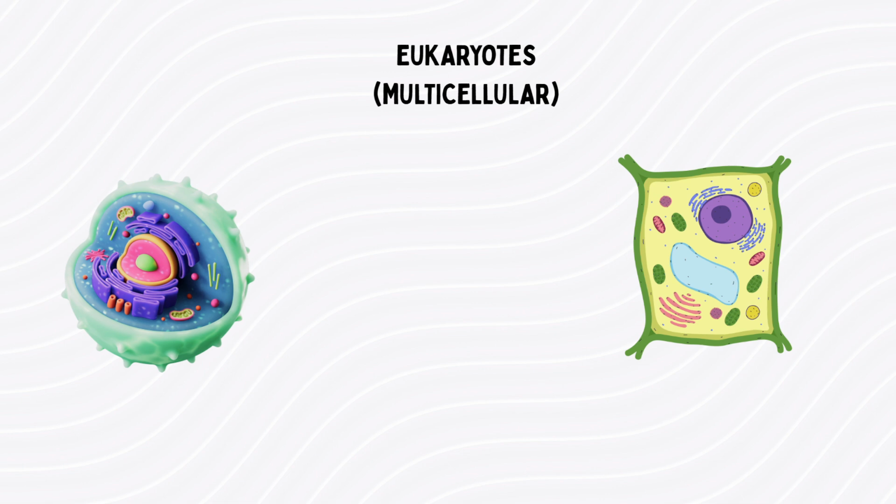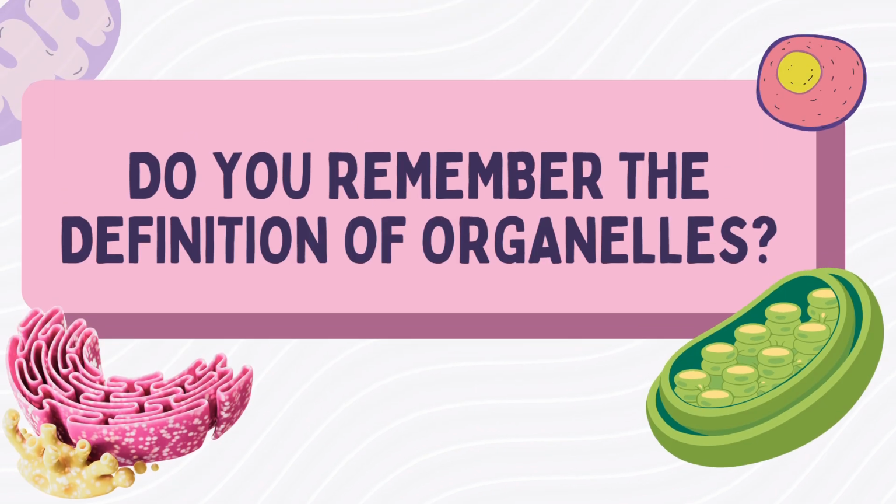Since we know both plants and animal cells are eukaryotic cells, they actually have a lot in common when it comes to organelles. Think of organelles as the little workers or machines inside the cell, each doing a specific task, just like organs in our body.